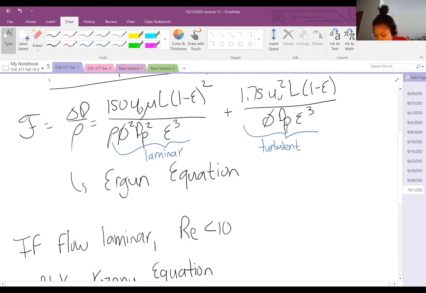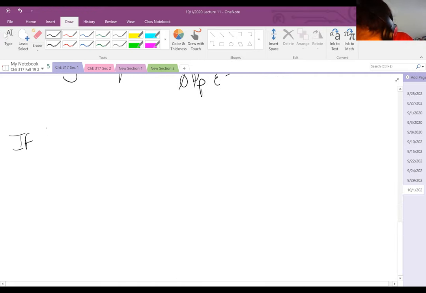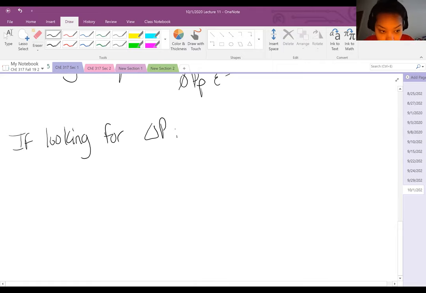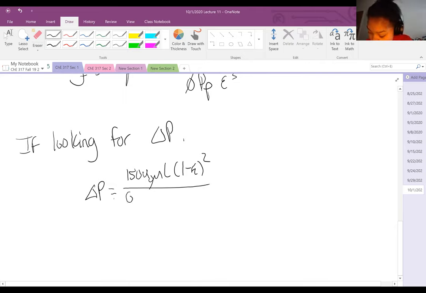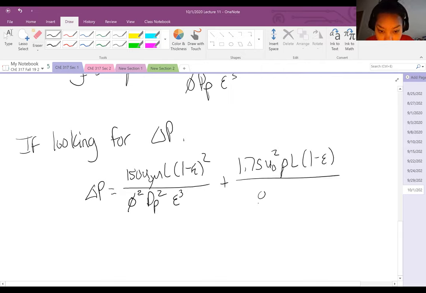And always keeping in mind the units in terms of whether you're looking for pressure drop or whether you're using it for frictional dissipation. If you're just wanting pressure drop, so I'll say if looking for delta P, just delta P, we can just not worry so much about where our densities are. And we'll end up with this expression. So we just put the density back into the expression where appropriate. So any questions on our discussion that we had in terms of pressure drop, frictional dissipation, and flow through a packed bed?